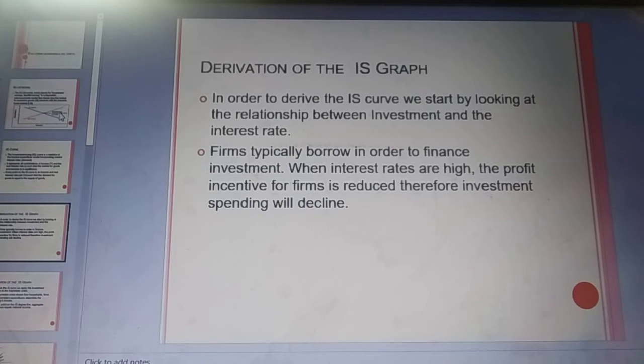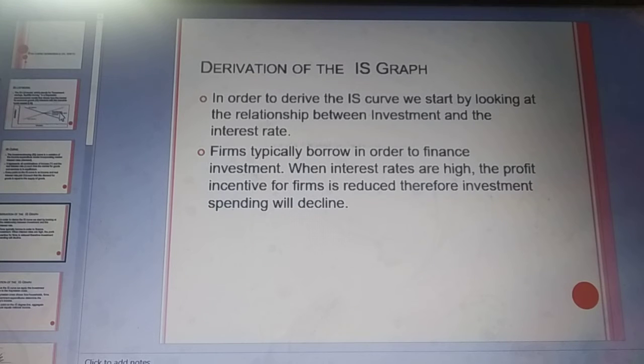So how can we derive the IS graph? In order to derive the IS curve, we need to find the relationship between investment and the interest rate. That means when the interest rate changes, how does it impact the investment of the people in the goods market? It's quite obvious that when the interest rates are high, the profit incentives of the firms will automatically reduce, because firms have to pay more interest on the money that they are borrowing from the banks or the financial institutions.